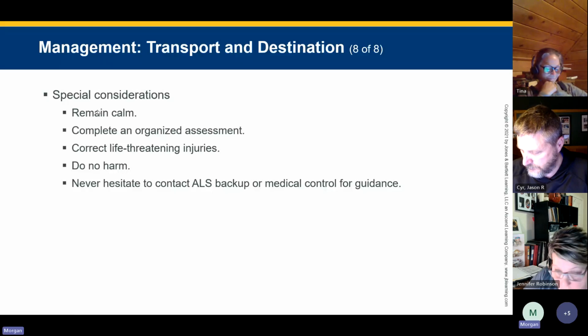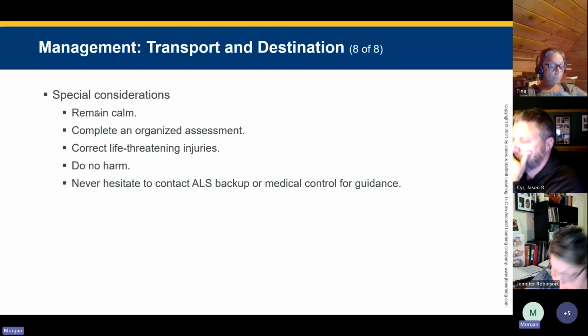Complete and organized assessment. Correct any life-threatening injuries. Do no harm to the patient. Never hesitate to contact ALS for backup or contact medical control for advice. Any questions, comments? No? Okay.